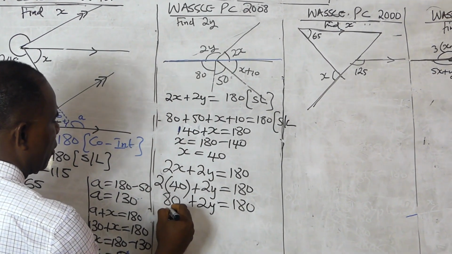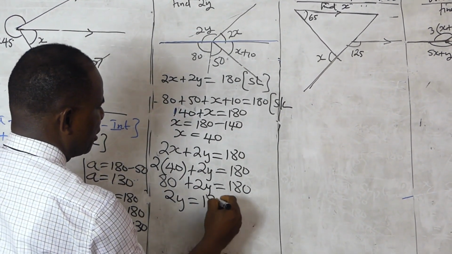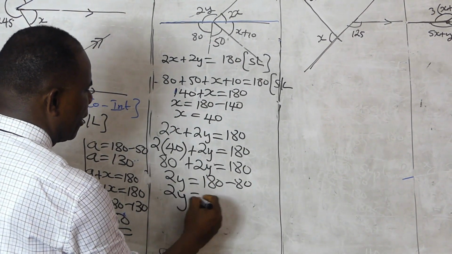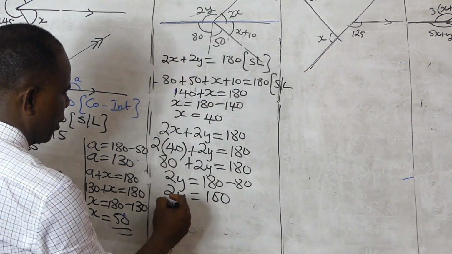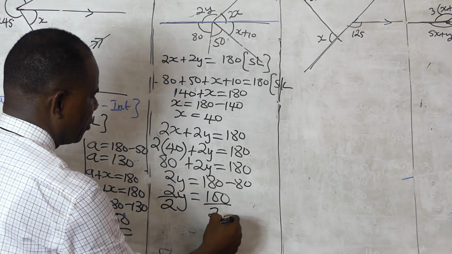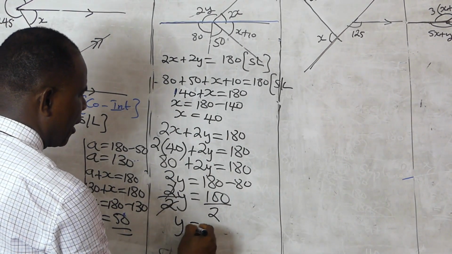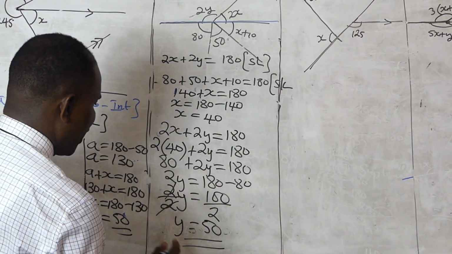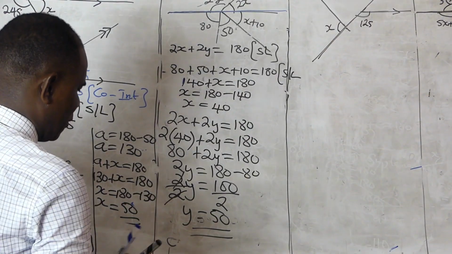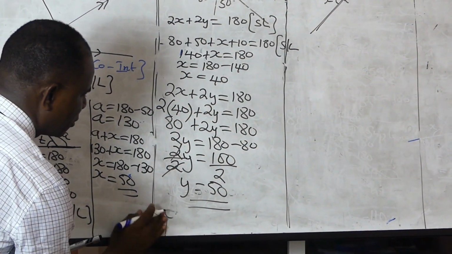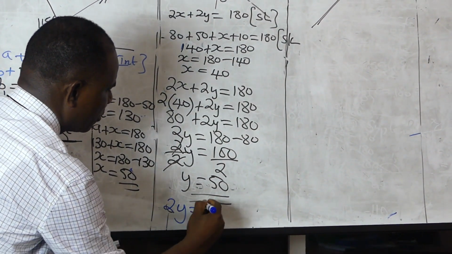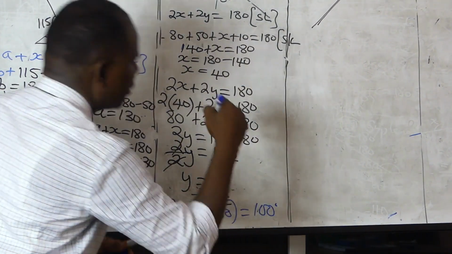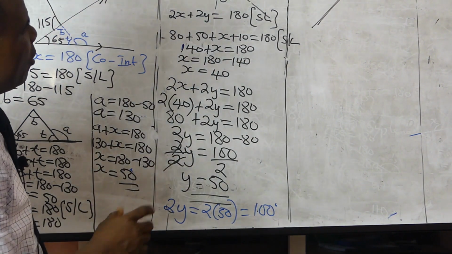So now I have 2y equals 180 minus 80. I just transpose and collect like terms, so I have 2y is equal to 100. Now divide here by 2, divide here by 2. These will cancel, so we'll have 50. So y is 50, but the question says find 2y. So we are now going to find 2y. 2y becomes 2 times 50, which is 100 degrees. So 2y is now 100.